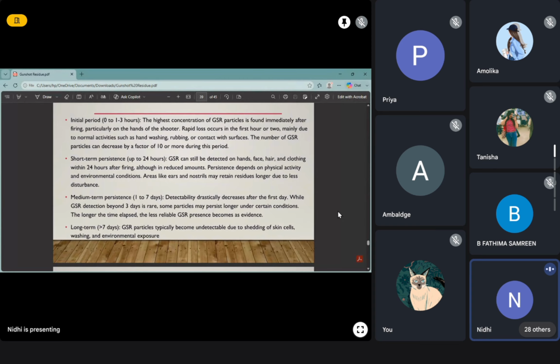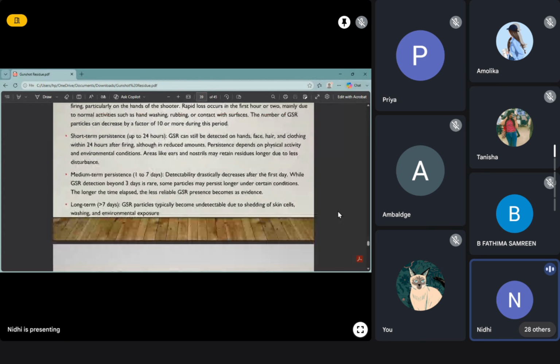Then rubbing or contact with surfaces: if you touch some other thing, GSR might get transferred to that surface, but it will get damaged. When we are talking about GSR evidence, you won't be able to find it as you are finding it on the hand of a person. Then the number of GSR particles can decrease by a factor of 10 or more during this period.